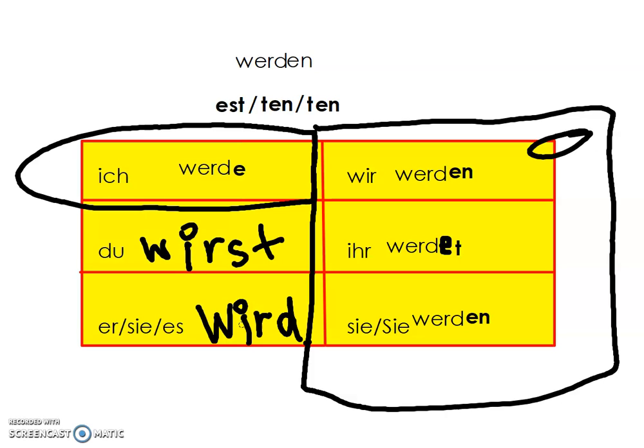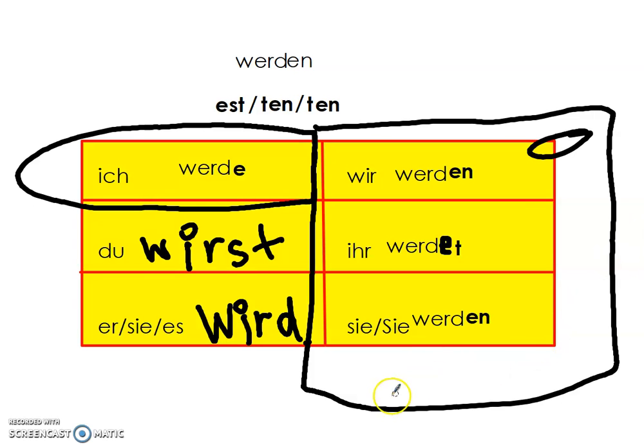Now, normally du ends in an st, and this does, but the stem ends w-e-r-d. There is no d in that du form. And the er/sie/es usually ends in a t, and there's absolutely no t ending in there. So that's how this is really helpful to remember that mnemonic device, worst word, in remembering the conjugation for werden, to become.